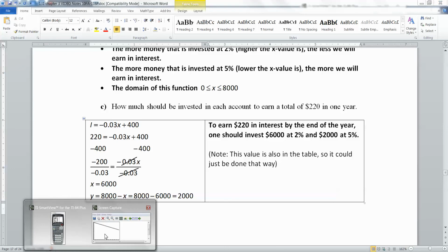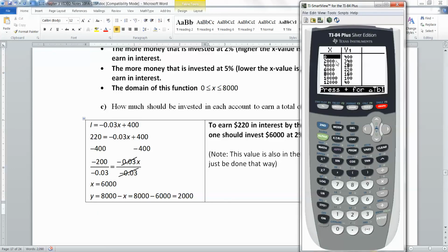Now, real quick, I want to show you how to get your table back to normal, because you might not want this 2,000 step. Most of the time we don't. So you just go back to table set, second window. You can make it start at 0 or wherever, but you just change your delta table to 1, enter. And then when you go back to table, it'll go up by steps of 1 then.